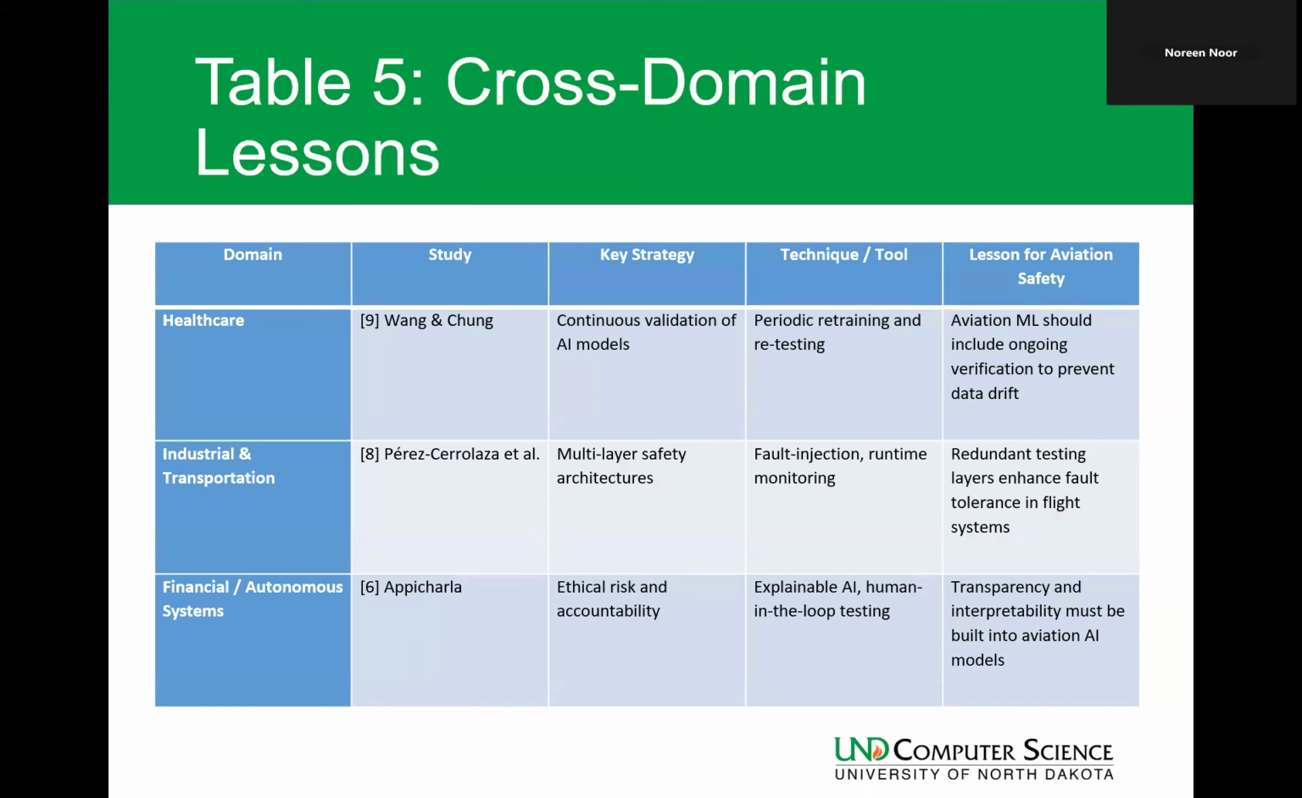Next, we have this table, which gives more details of the same insights I mentioned before. It compares how each domain, healthcare, transportation, and finance, approaches model safety, and then shows how those ideas can be applied to aviation. So overall, the takeaway here is that aviation can benefit by combining these strategies: regular retesting like healthcare, layered fault tolerance like transportation, and transparency like finance, to create more trustworthy and safer machine learning systems.